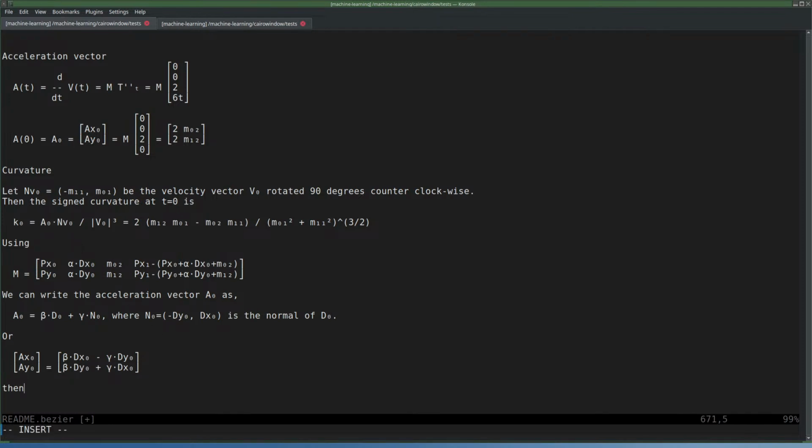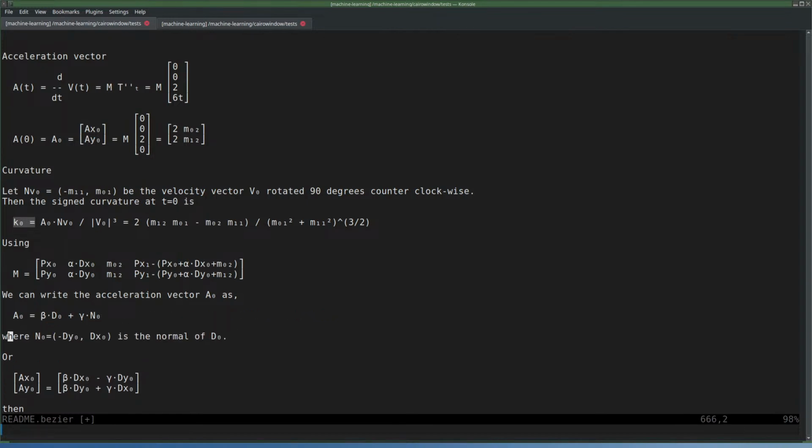So you can do then k0 is the dot product between... okay, let's see. Yeah, noted whatever nv0.